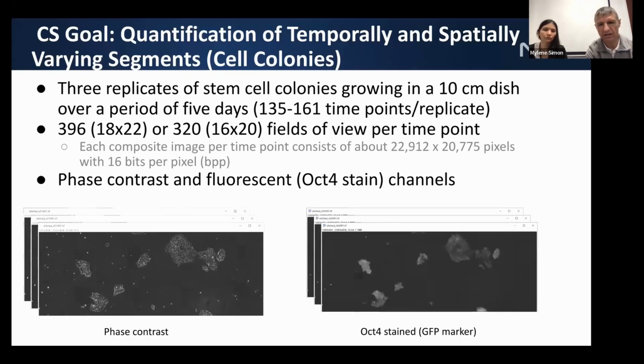Clearly, it's much larger than anyone's laptop screen. You have to figure out how to use the deep zoom so people can zoom in, zoom out, and pan. And you are looking at phase contrast and fluorescent channels. So now you have to overlay and see what is the meaning of the channel. Let's say in this case, it was the measurement of the pluripotency. So the computational problem is to quantify all these temporally and spatially varying segments.